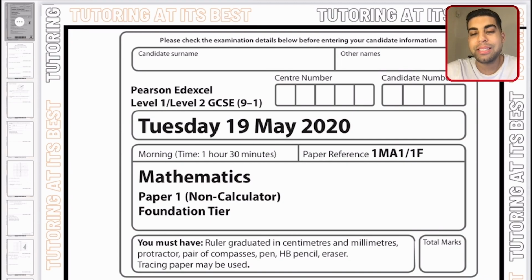And in today's maths video, we're going to be going through a 2020 Foundation Paper 1 non-calculator paper. And let's make this session as interactive as possible, as we have with our previous sessions. Feel free to pause the video throughout the entire paper, attempt the questions, and then play them where we will then go through the solutions together.